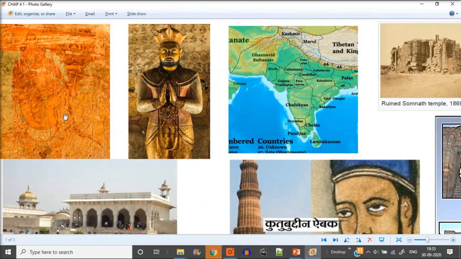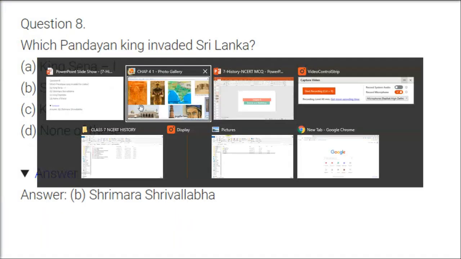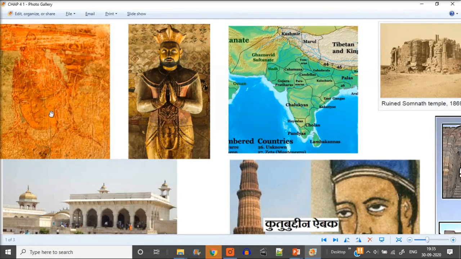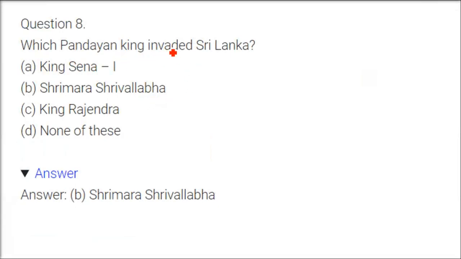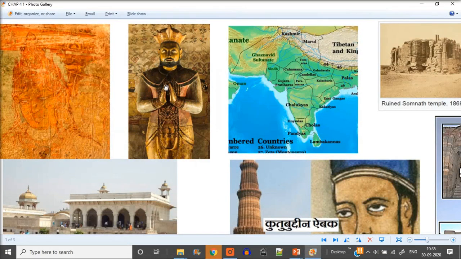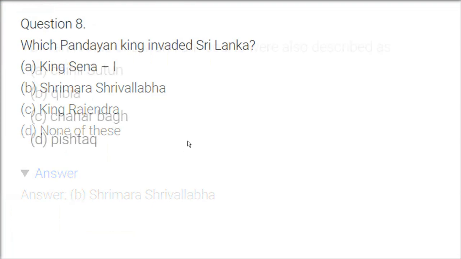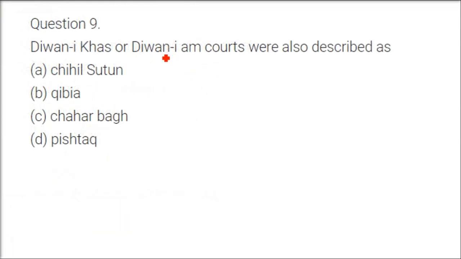So this is Shrimar, he is Shri Vallabh. He is the king of that time, I mean the Sri Lankan king, but we are talking about the Pandyan king. So the Sri Lankan is Sena 1 and the Pandyan king is Srimar Vallabh. Sena 2 took the revenge and he sent his general to take all the things back which Srimar Vallabh has taken from them.